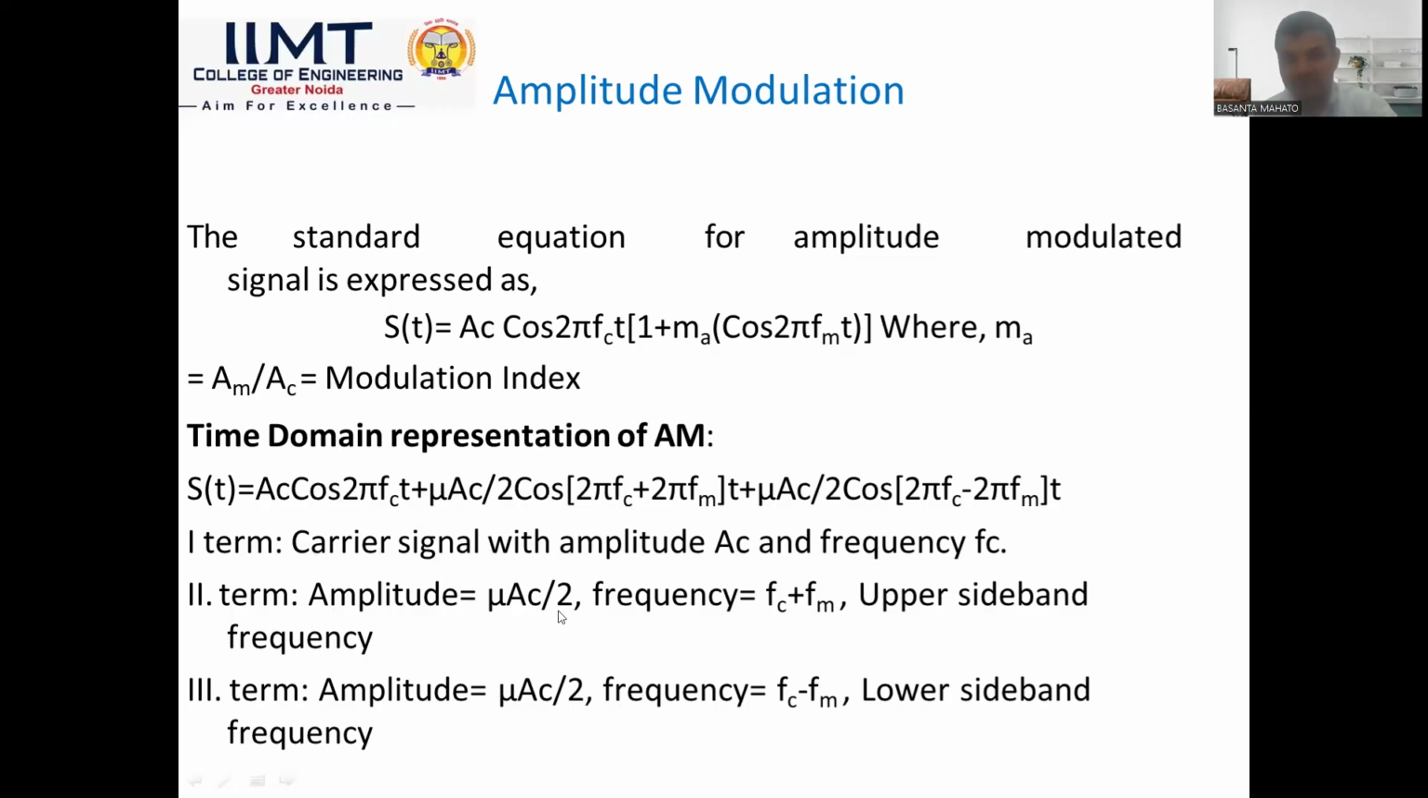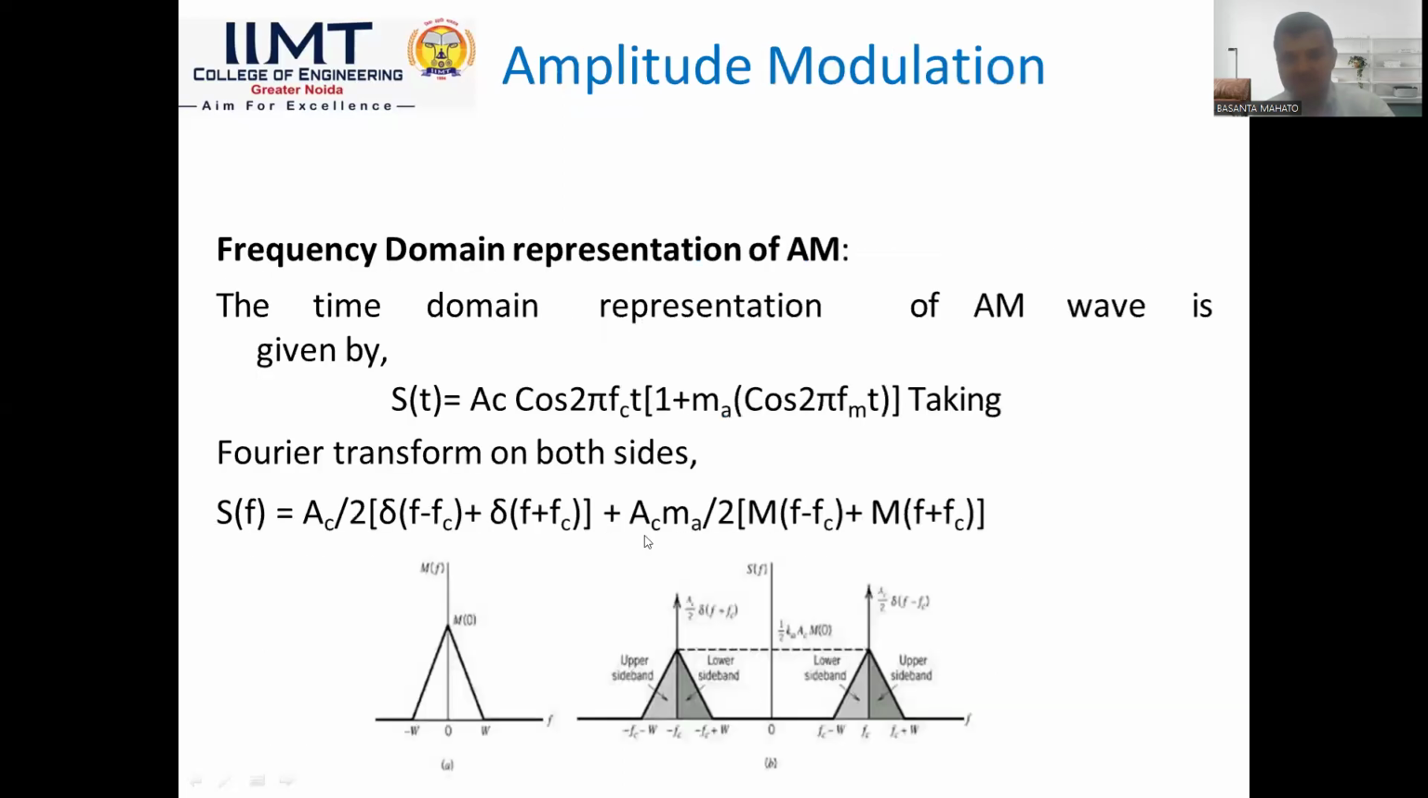And the second term is mu Ac upon 2, with frequency fc plus fm. This is the upper sideband. The third term is fc minus fm, the lower sideband. You see, in the frequency domain, this is how we represent the AM signal: this is minus omega, plus omega. This is the frequency band.